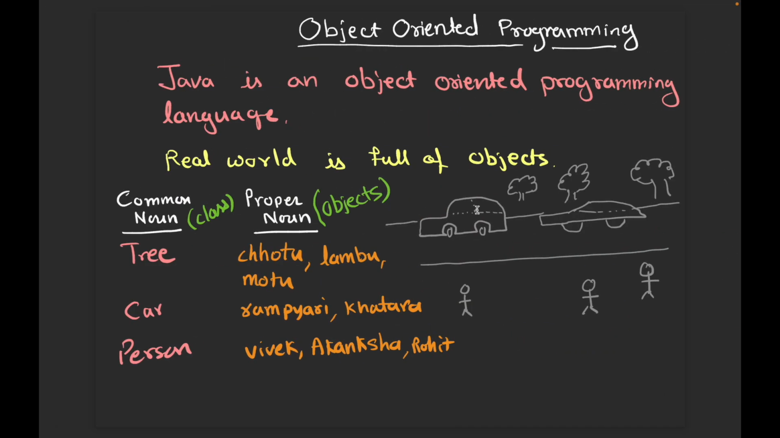Java is an object-oriented programming language, which means you can implement object-oriented programming in Java. Now, we will learn what a class is.